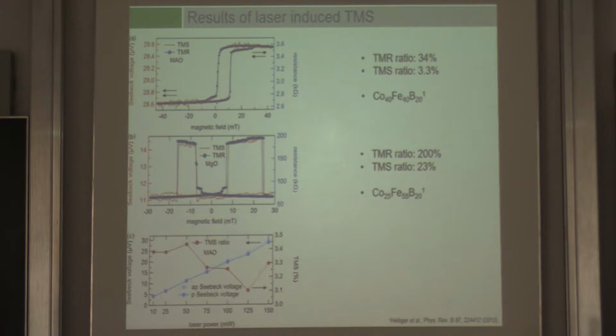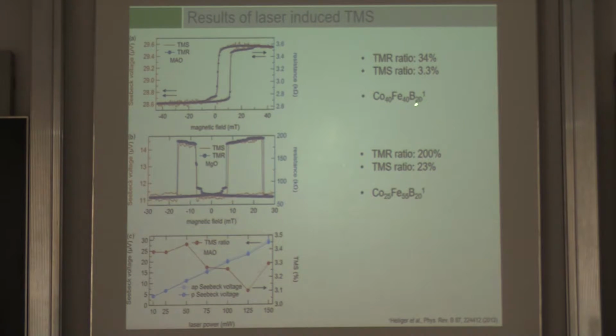So on the top left side there's the MgAlO MTJ, then in the middle the MgO MTJ. And as you can see, we have nice switching behavior in case of TMR and TMS effects, and we get effect ratios for the MgAlO MTJ of around 34% TMR. As I said, pretty low, and obviously no coherent tunneling, which is why we can use the Brinkmann model later on. And then you get a TMS ratio for this kind of structure of about 3.3%, which is pretty much comparable to the literature values.